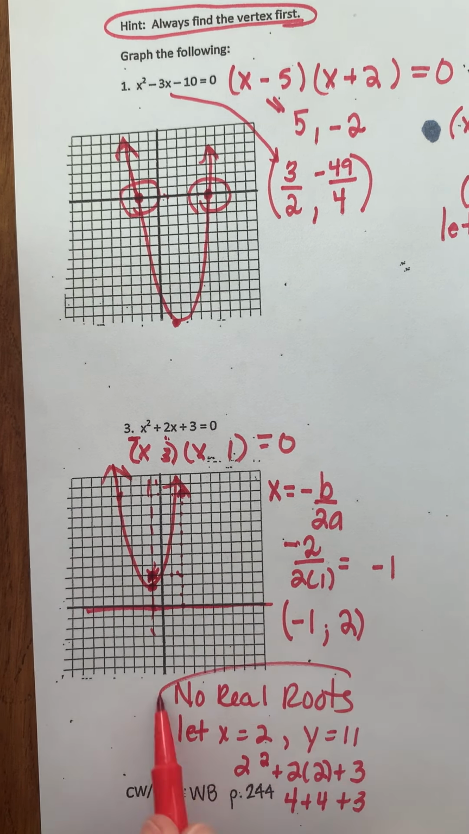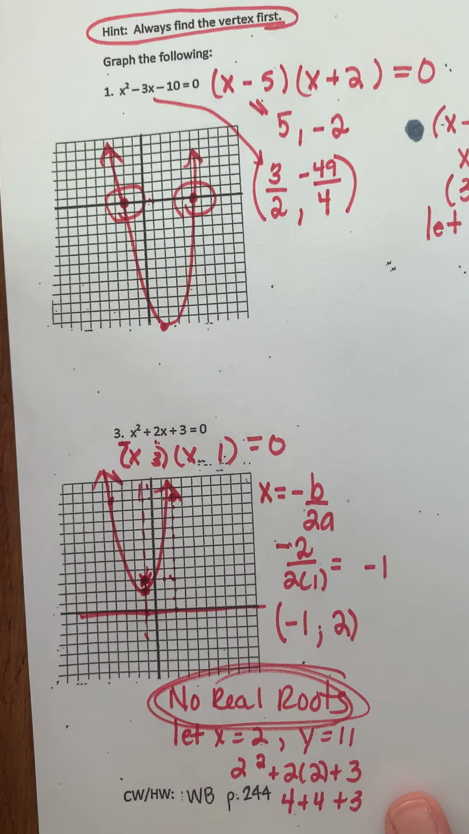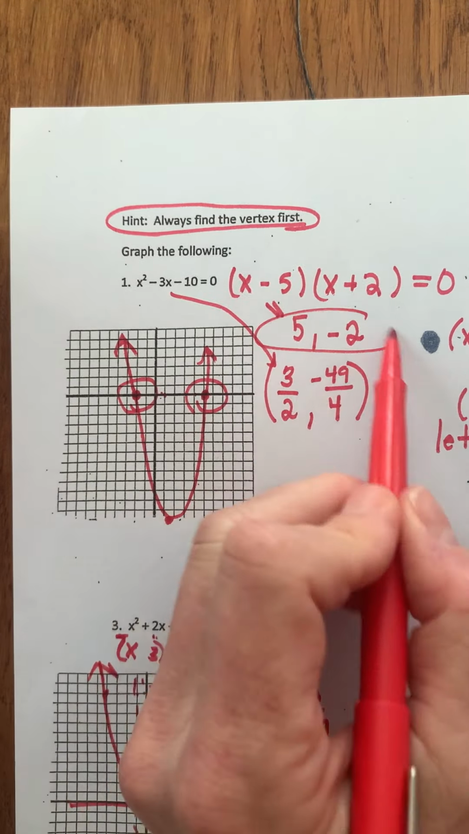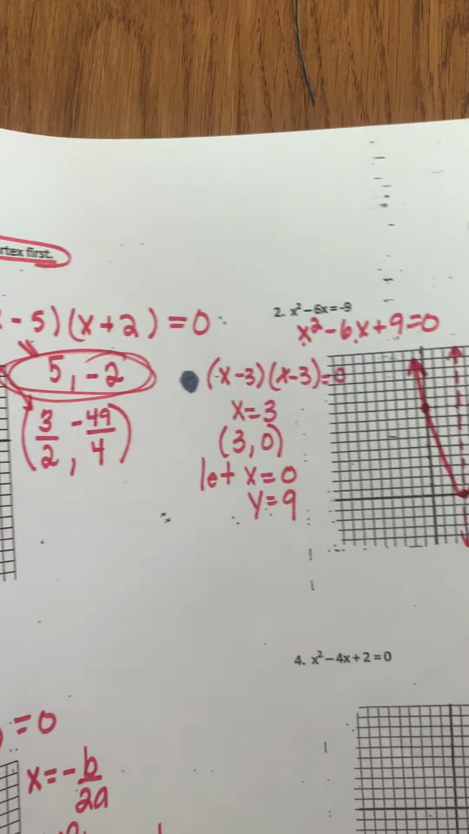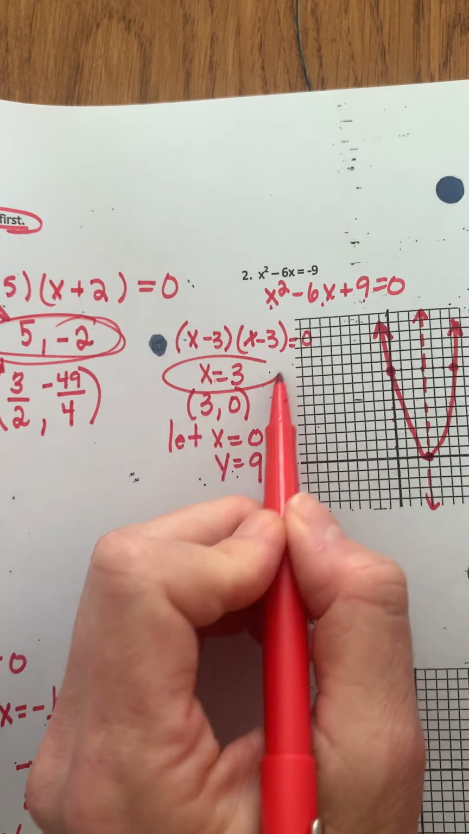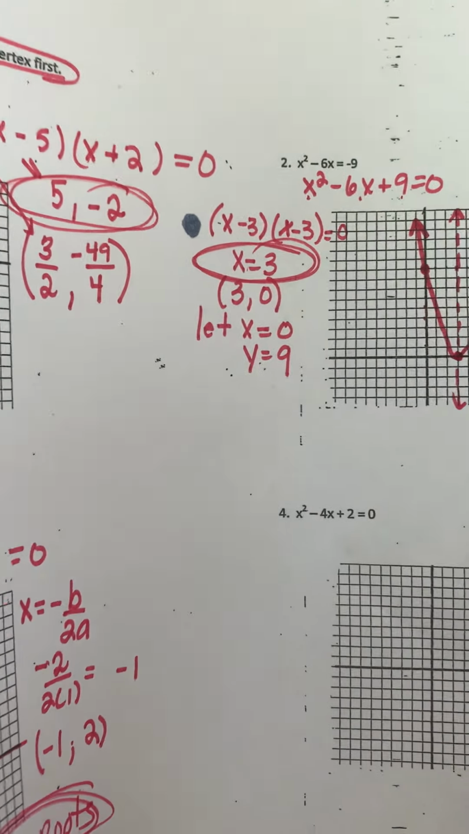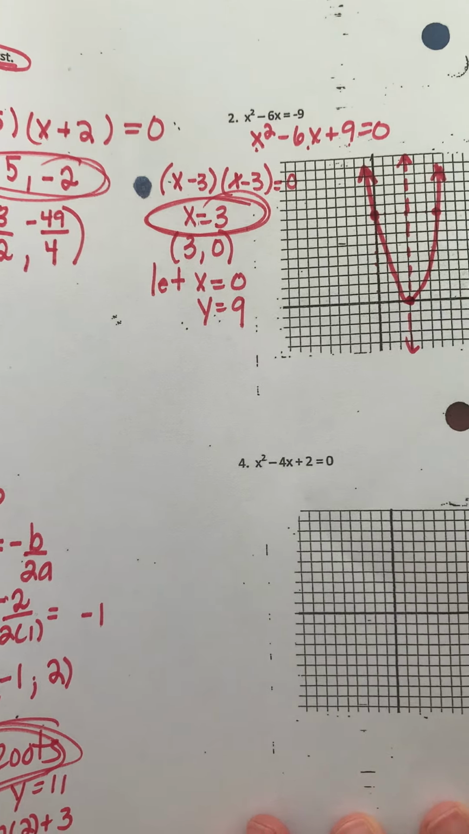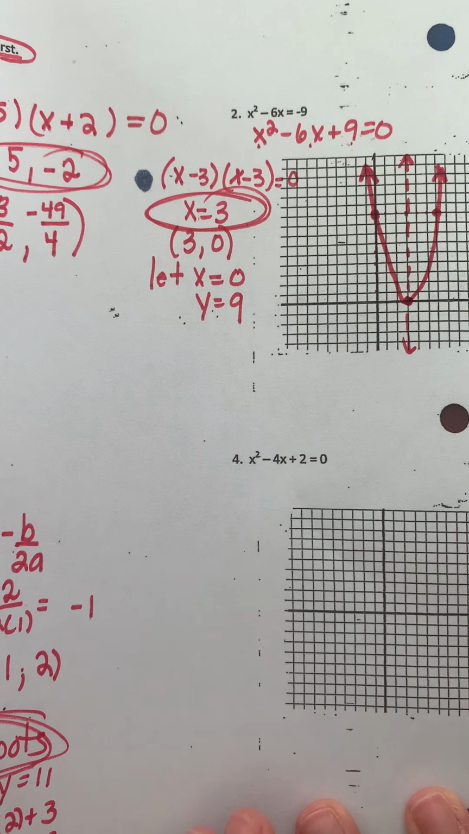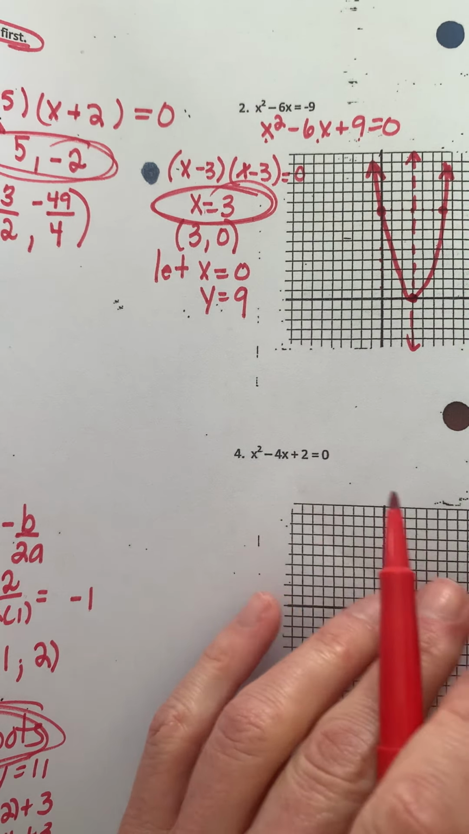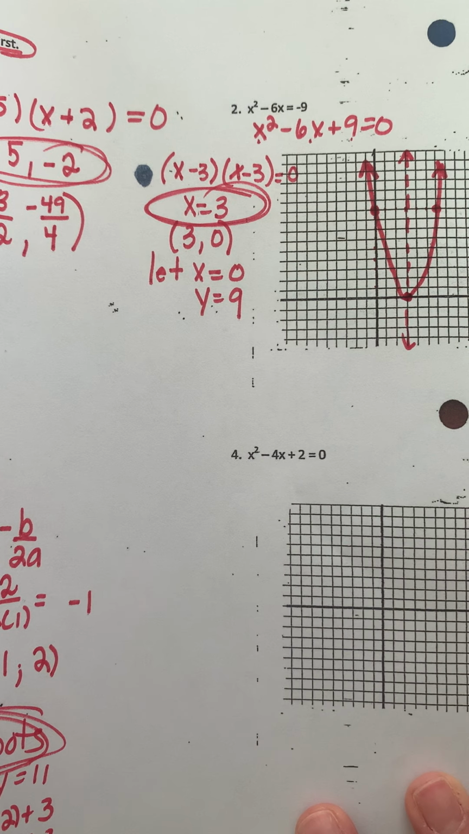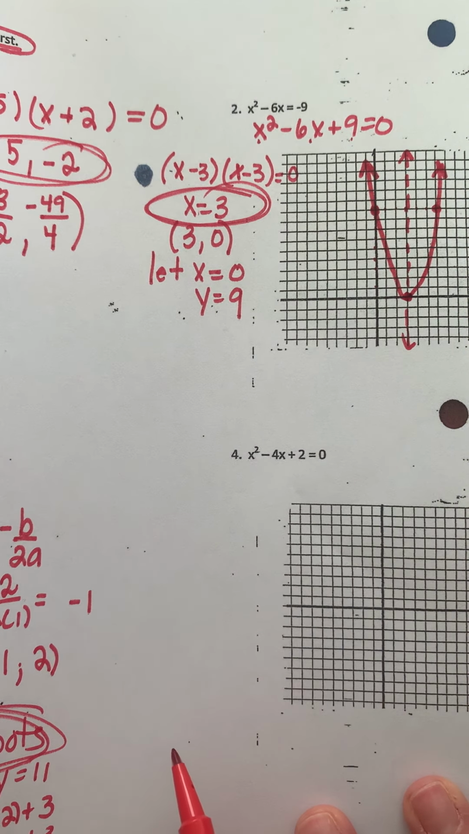But your answer would be no real roots, okay? Your answer up here would be 5 and negative 2. Your answer over here would be 3. So we did all 3. So this is, let's see what happens here. You can try to factor this. It won't factor. So again, it's either no real roots or they are integers.